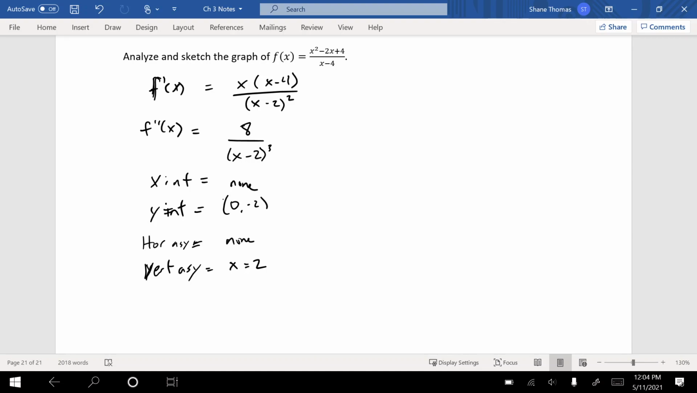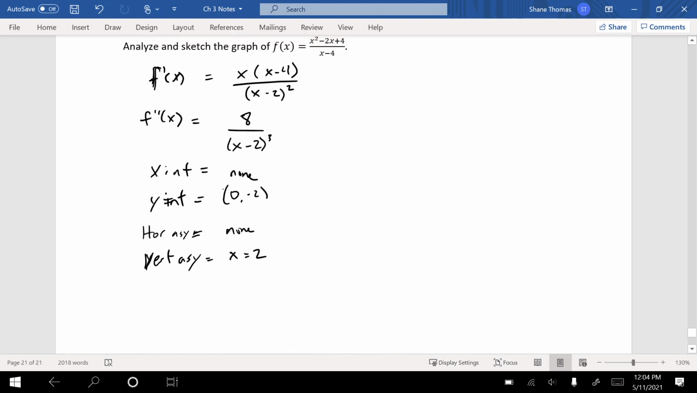Let's talk about end behavior a little bit. The limit as x approaches negative infinity is just going to be negative infinity, because you're going to have 1 over x over 1 over x. When we do those limits like on that worksheet, it's approaching negative infinity. This is the end behavior here. The limit as x approaches positive infinity is going to be positive infinity.